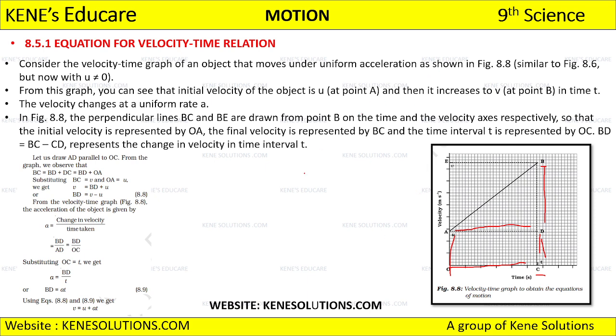BD is equal to final velocity minus initial velocity. So from the velocity time graph, the acceleration of the object, which we represent as a, will be equal to change in velocity upon time taken. Change in velocity is BD upon AD, and we can write AD as OC, because all the four sides of this are equal. So AD can be written as OC and CD can be written as OA, right?